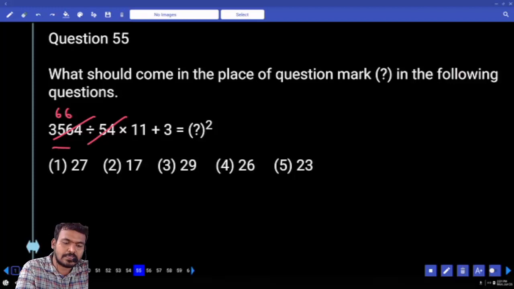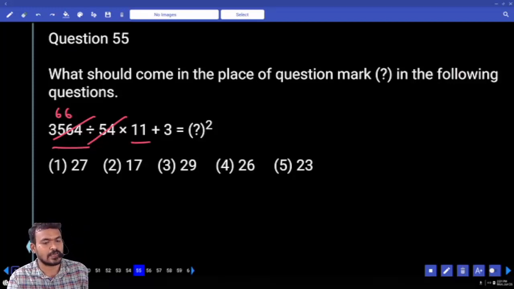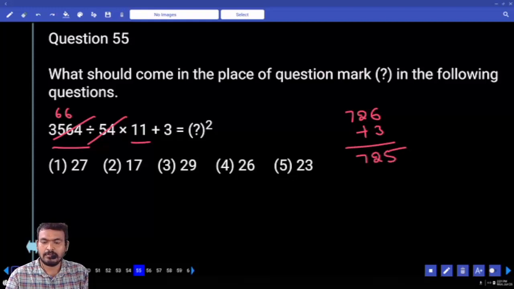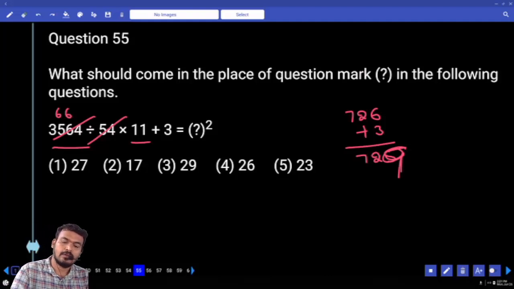Then we are getting 66 into how much value? 11. What is the 10 times? 660. 1 time 66. Total it is 726, or not? 726 plus how much value? 3, or not? Total it is 725. Sorry, 729. That is which one square?